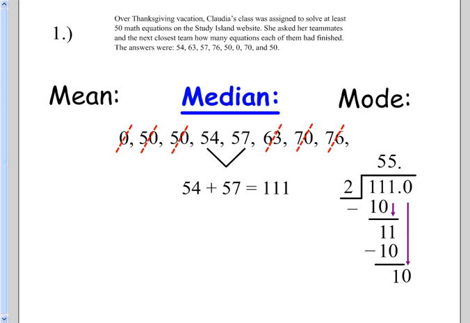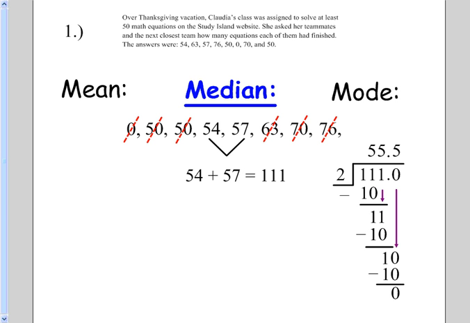2 goes into 10 5 times, and that's going to be even. 5 times 2 is 10. Subtract that is 0. And so we have found our median. Our median is 55 and 5/10. That's right in between 54 and 57.